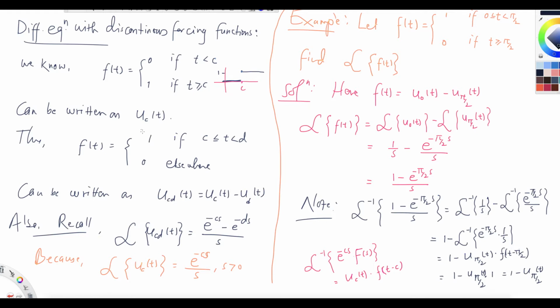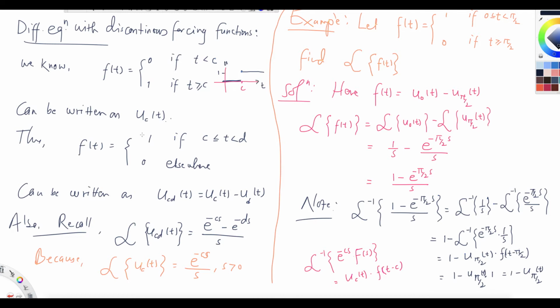So this can be written as u sub c of t. This is called the indicator function or unit function. This is how you can write it. u sub c means after c the value of u is 1 everywhere. So this is u, and this is t.